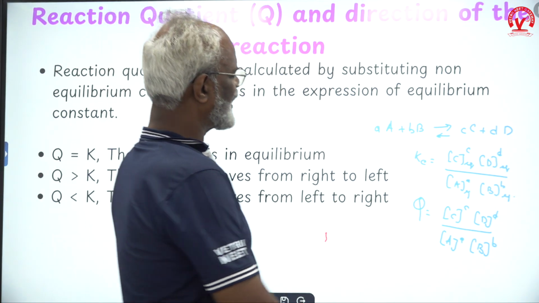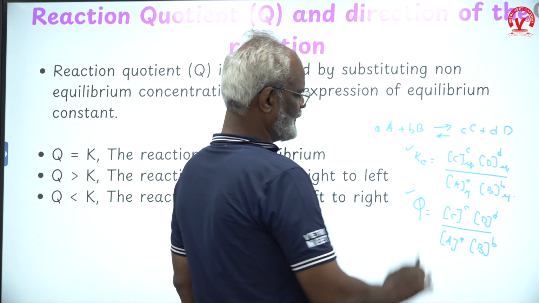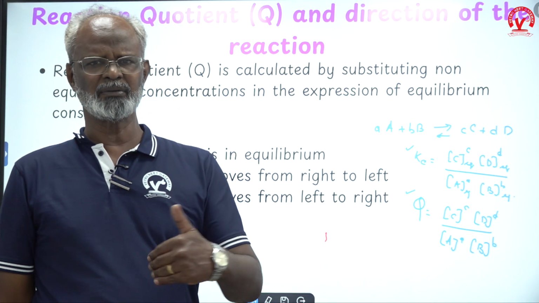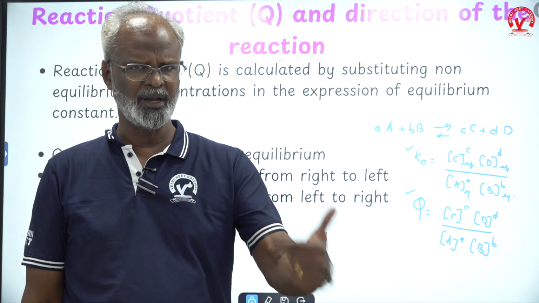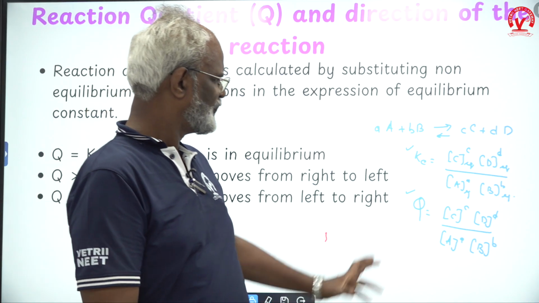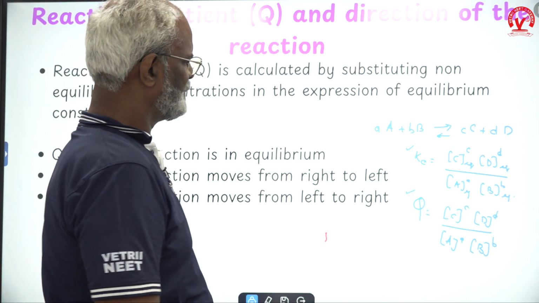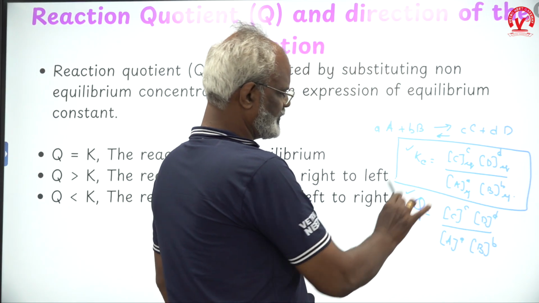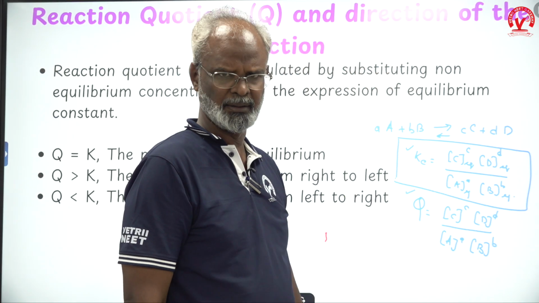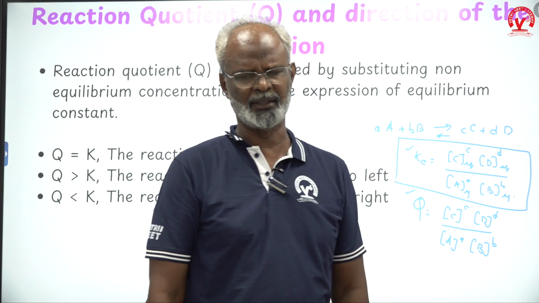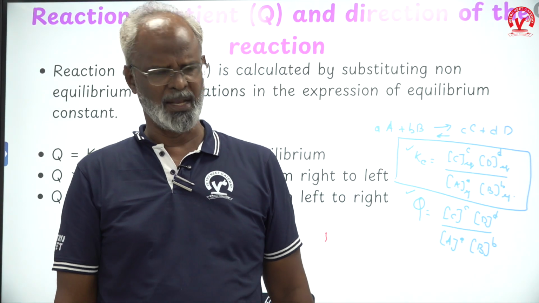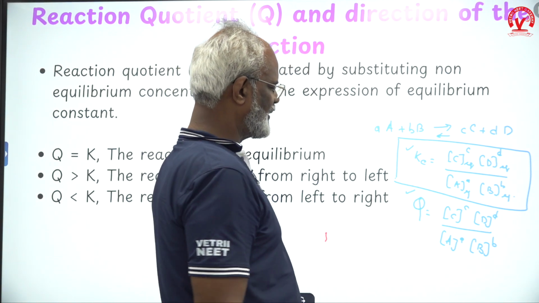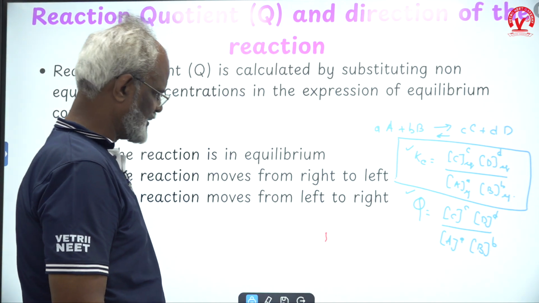Now by comparing the value of Q and Kc, we can come to know the direction of the reaction. There are two reactions, one a forward reaction, another the reverse reaction. Ultimately, the reaction is going to come to the equilibrium constant only. That is the final stage of the reaction. After that, the reaction will not proceed. That is the end of the equilibrium reaction. Therefore, by comparing Q and Kc, we can know the direction of the reaction.